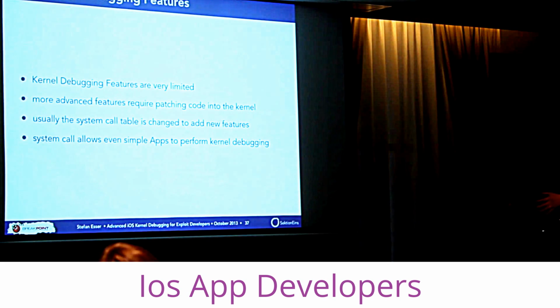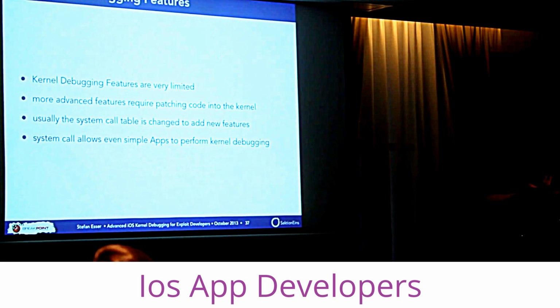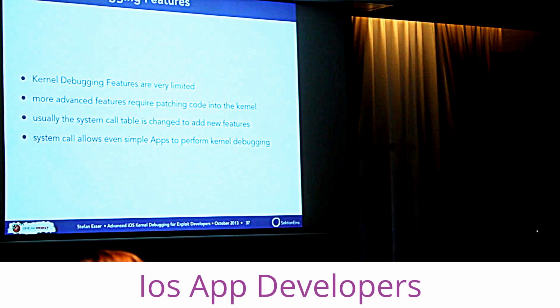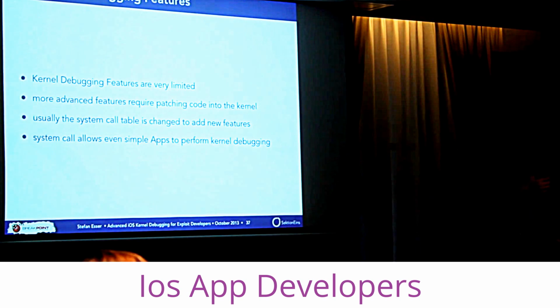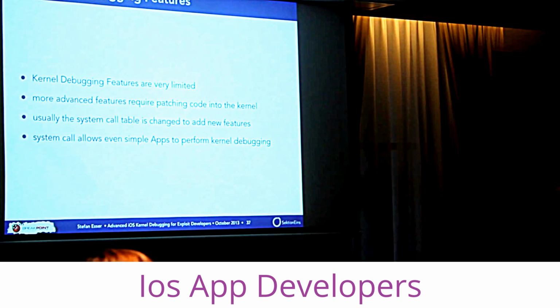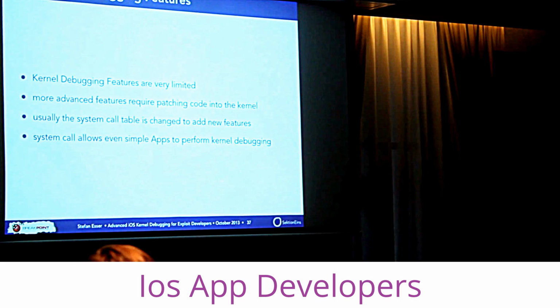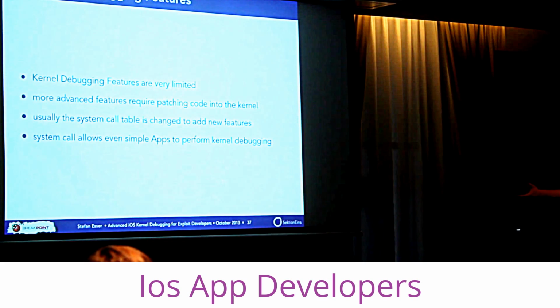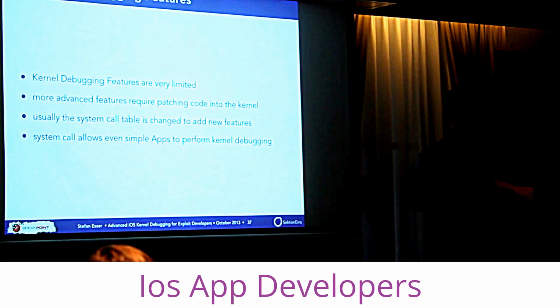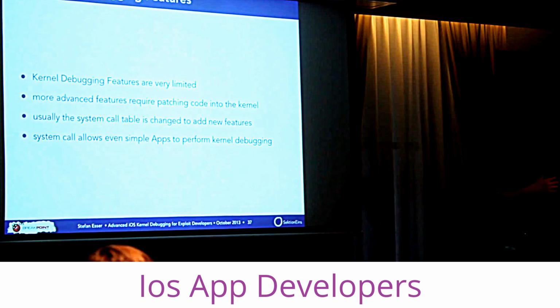The problem here is the features that the kernel debugger provides you are very limited. So if you want more debugging features, you usually have to write them yourself and patch them into the kernel. Back in the days, people like Comex or me would do that by patching the system call table and adding a new system call to the kernel, and then you would boot the modified kernel and use these system calls directly from our apps so that we could do kernel debugging stuff while we are basically exploiting.